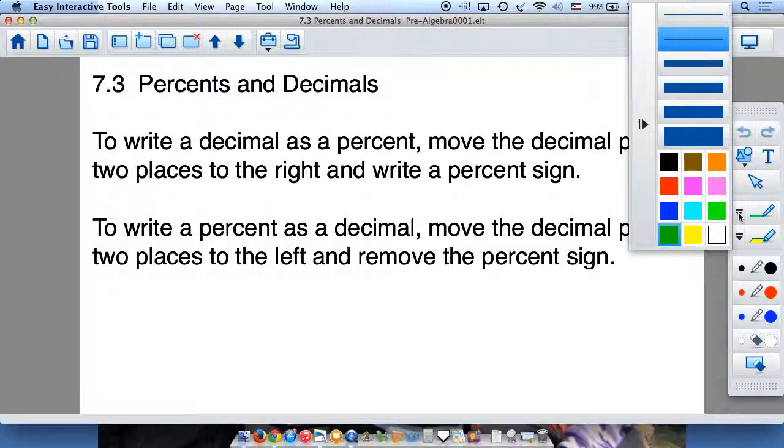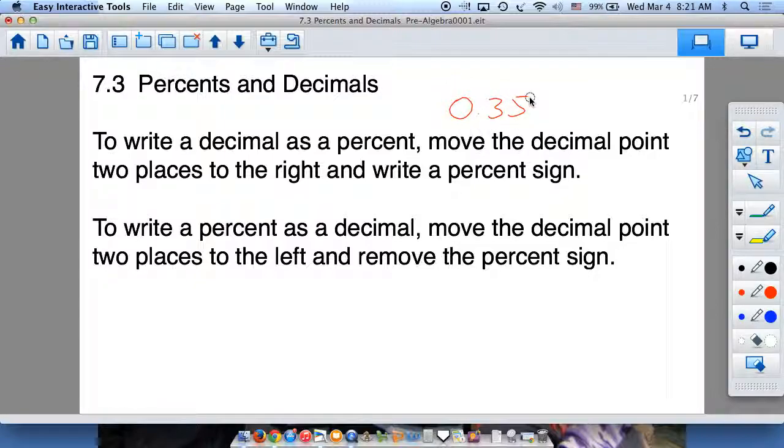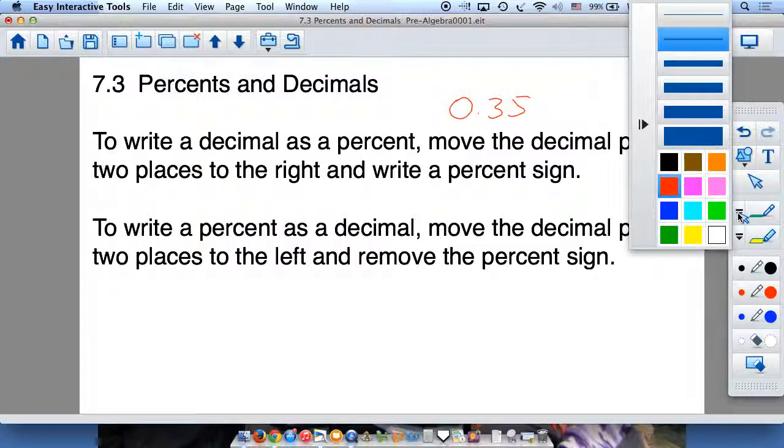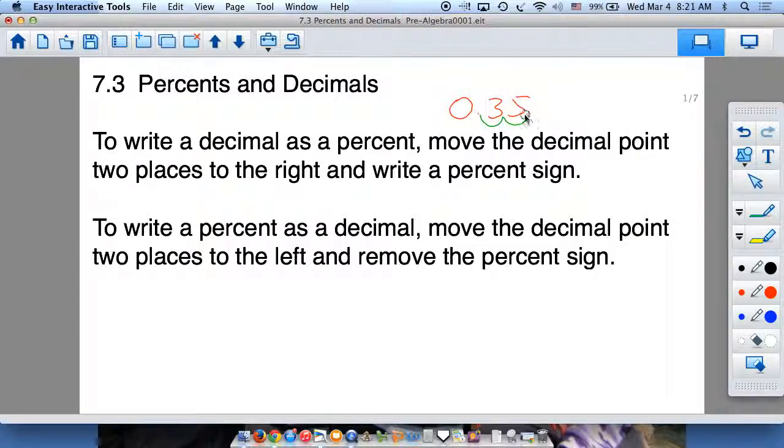So for example, if I have the decimal 0.35, which we know represents 35 hundredths, if I want to change it to a percent, I'm going to take that decimal point and move it 2 places to the right. Think about this: if I multiply 35 hundredths times 100, that's going to end up being 35%. That's as simple as it gets. All we have to do is move the decimal point 2 places to the right and add the percent sign.